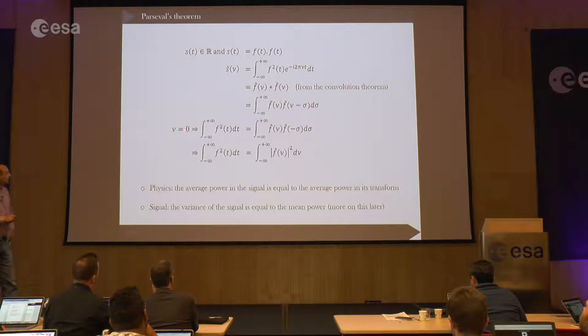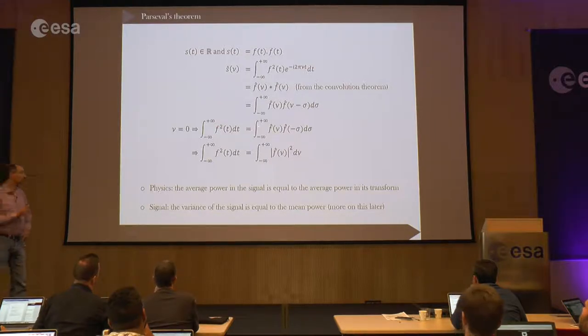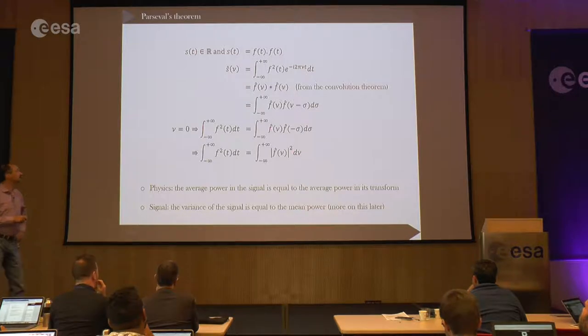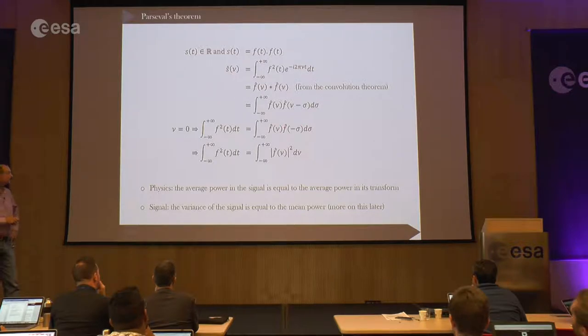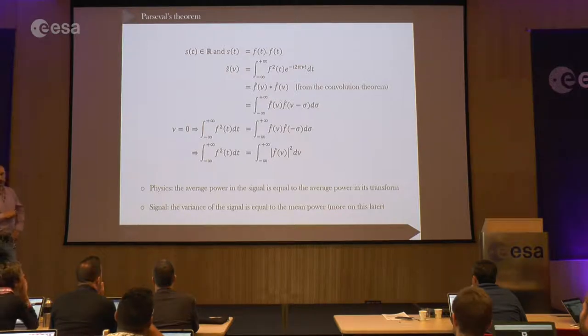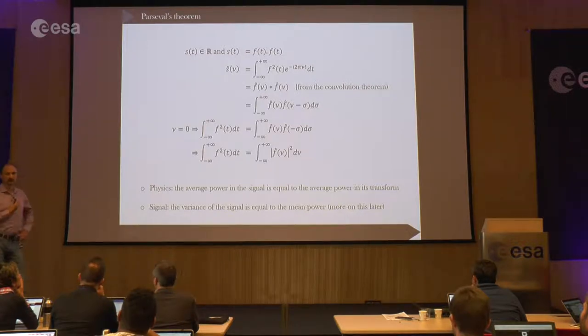Now, if you take nu equals zero, you end up with this. So the integral from minus infinity to plus infinity of f squared is equal to the integral from minus infinity to plus infinity of f hat of nu times f hat of minus sigma, integral over sigma. Which means that the integral from minus infinity to plus infinity of the square of your function is equal to the integral from minus infinity to plus infinity of the power spectrum of the Fourier transform of your function. That means, in physical terms, that energy is conserved between the two spaces.